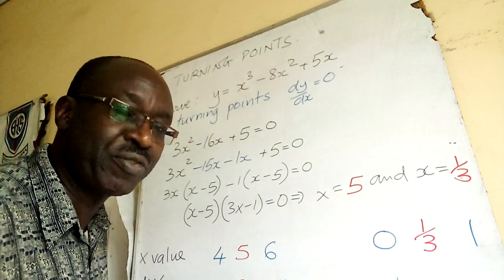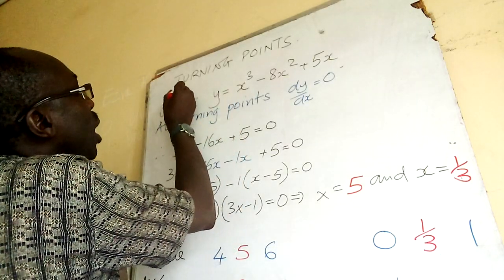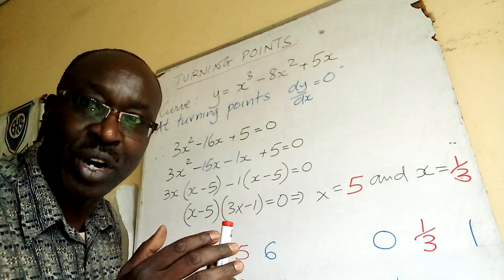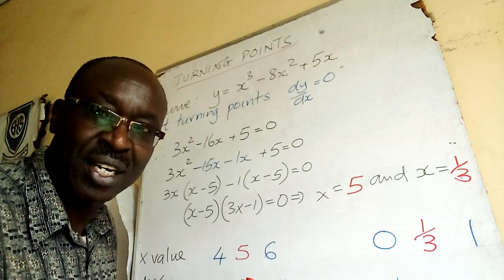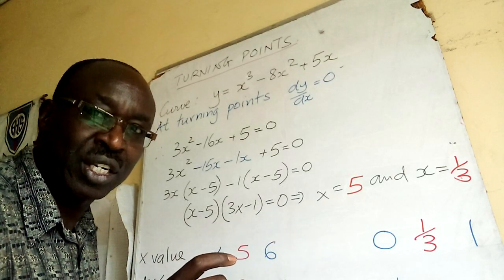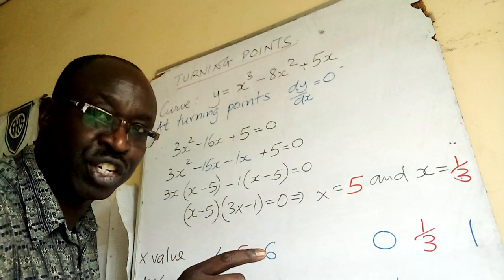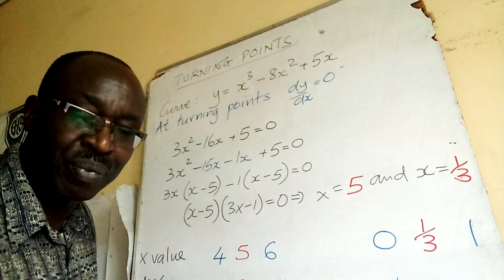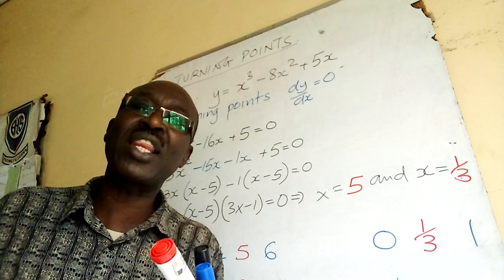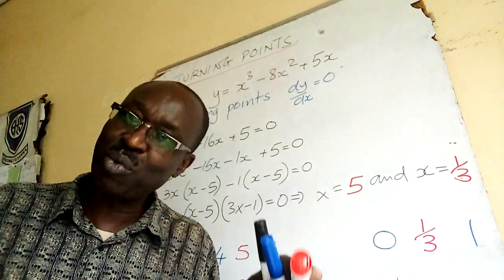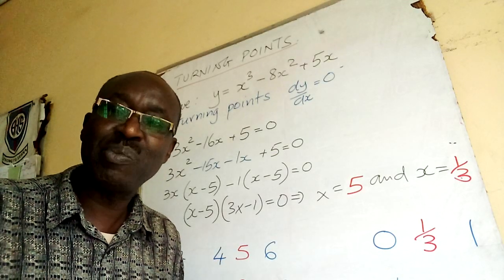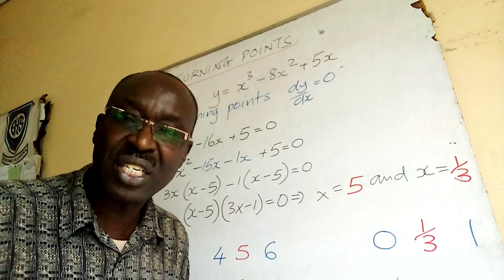Today, this is basically Form 4, and I'm going to handle turning points. Okay, you are given an equation, you are asked to determine the turning points. That one, you give the coordinates of the turning points. But if we are asked to distinguish, then we have to say whether it is a minimum or maximum. Okay, now basic, at any turning point dy/dx is 0.